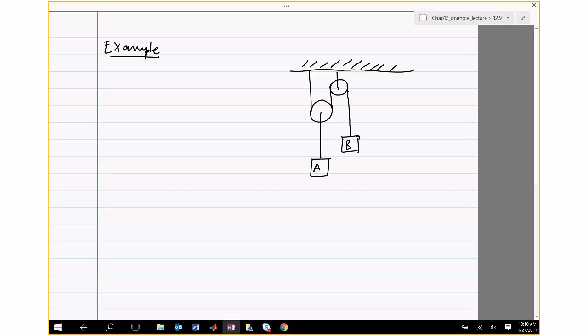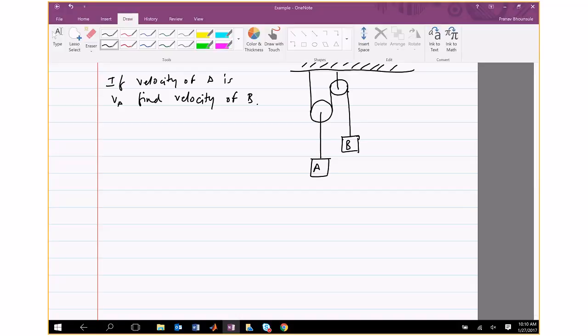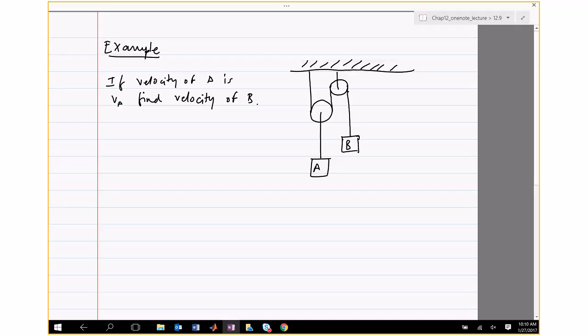Okay, so there are two particles A and B attached to each other through inextensible strings and pulleys, two pulleys. If the velocity of A is VA, find the velocity of B. So what we'll do here is we'll use the same technique.